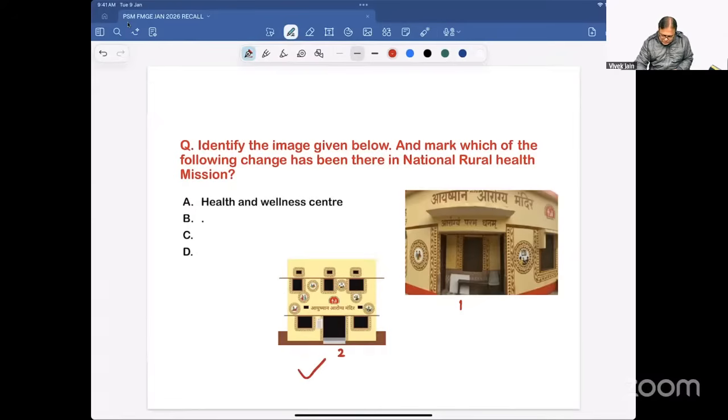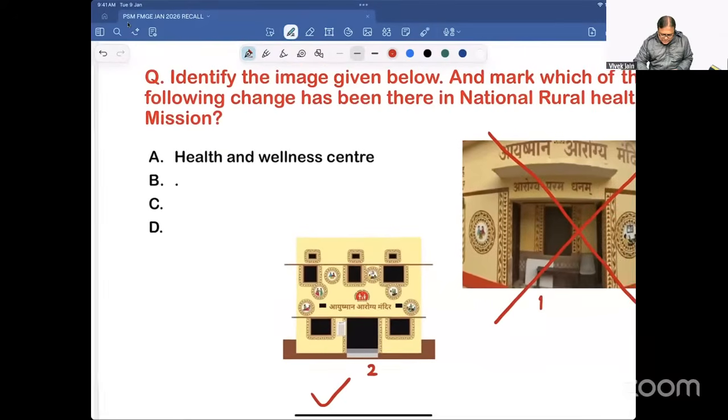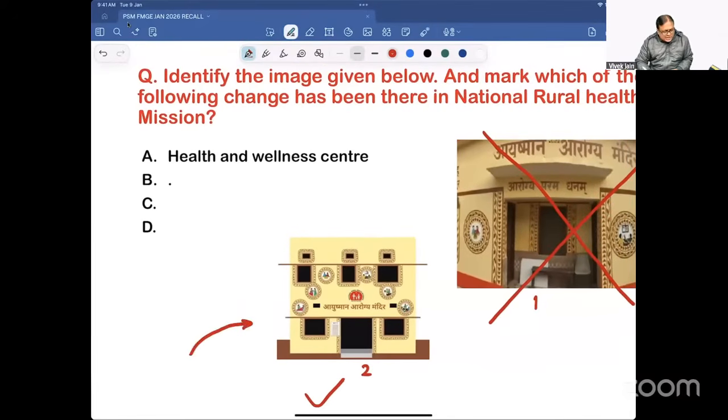Okay, so I will remove this image. Let us look at this image. Can you tell me what was asked exactly? Students were not able to tell me the question. No name or image was there. Image of Aayushman Arogya Mandir was there. They asked the other name.